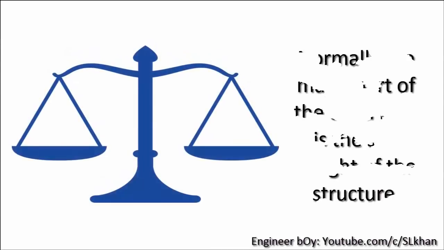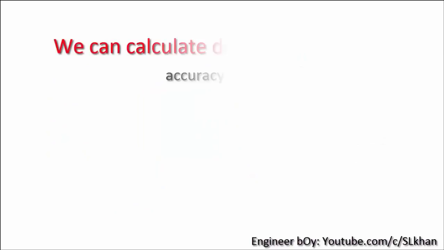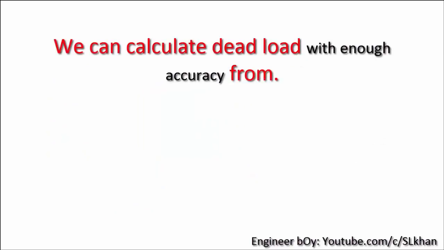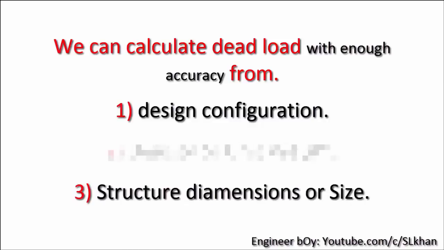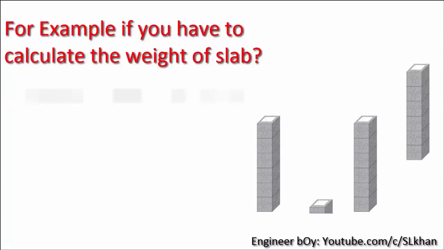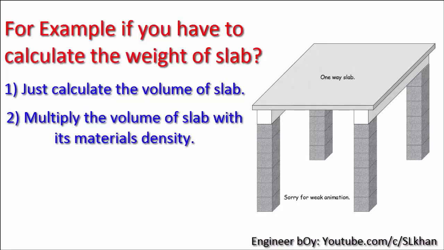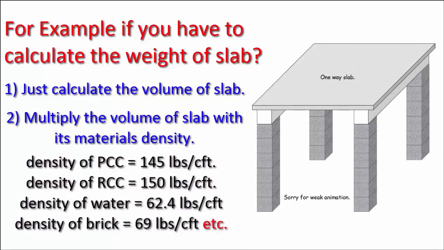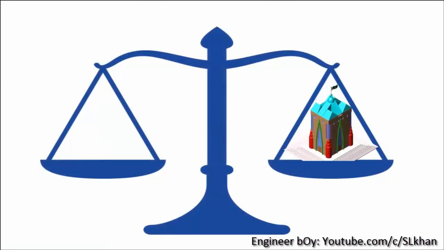Normally, the major part of the dead load is the self-weight of the structure, which can be determined with enough accuracy from the design configuration, structure dimensions, and density of materials. For example, if you need to calculate the weight of a slab, you only have to calculate the volume of the slab and then multiply the volume by the material density, the material the slab is made of. So this is how we determine the dead load of members or structures.